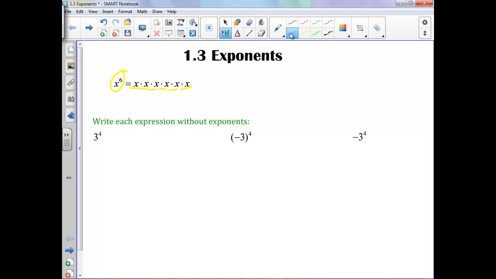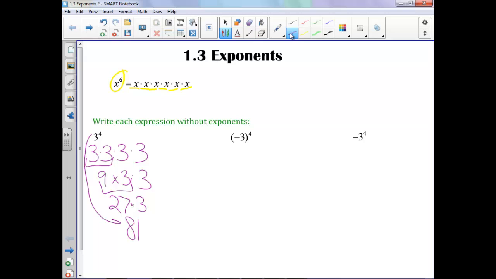So this first one just means it's 3 times 3 times 3 times 3. 3 times 3 is 9 times 3 times 3. 9 times 3 is 27 times 3, so we'll get 81. So 3 to the 4th is 81.